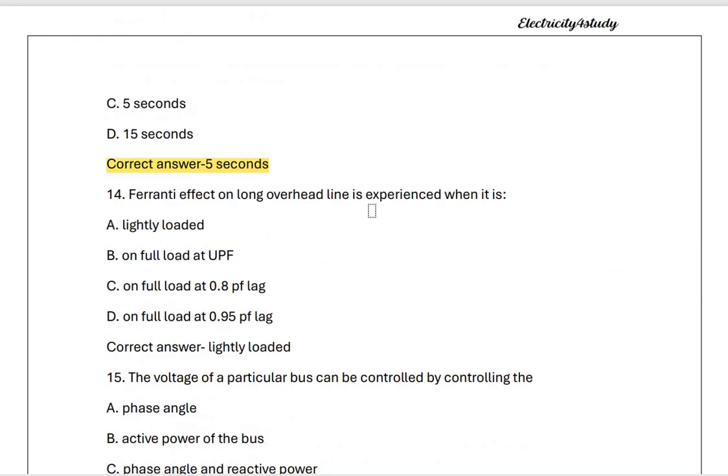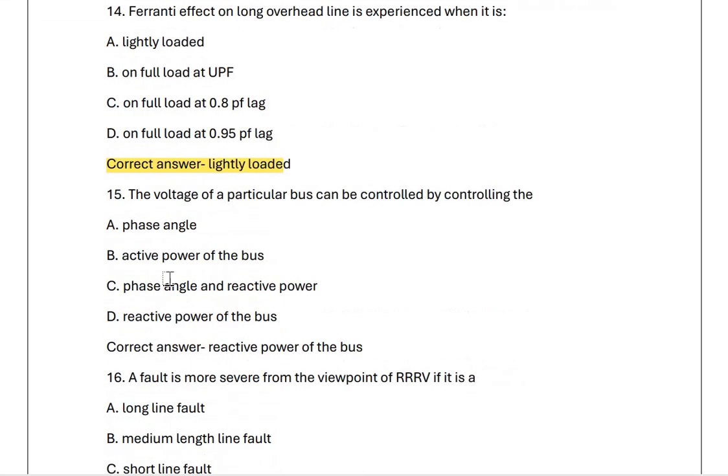14. The Ferranti effect on a long overhead line is experienced when it is A. lightly loaded, B. on full load at UPF, C. on full load at 0.8 pf lag, D. on full load at 0.95 pf lag. Correct answer: lightly loaded.